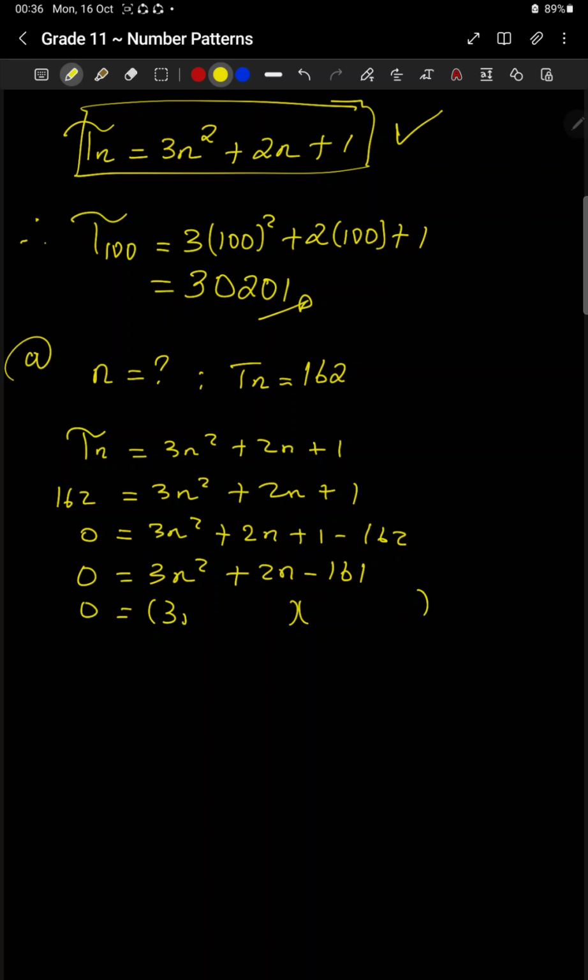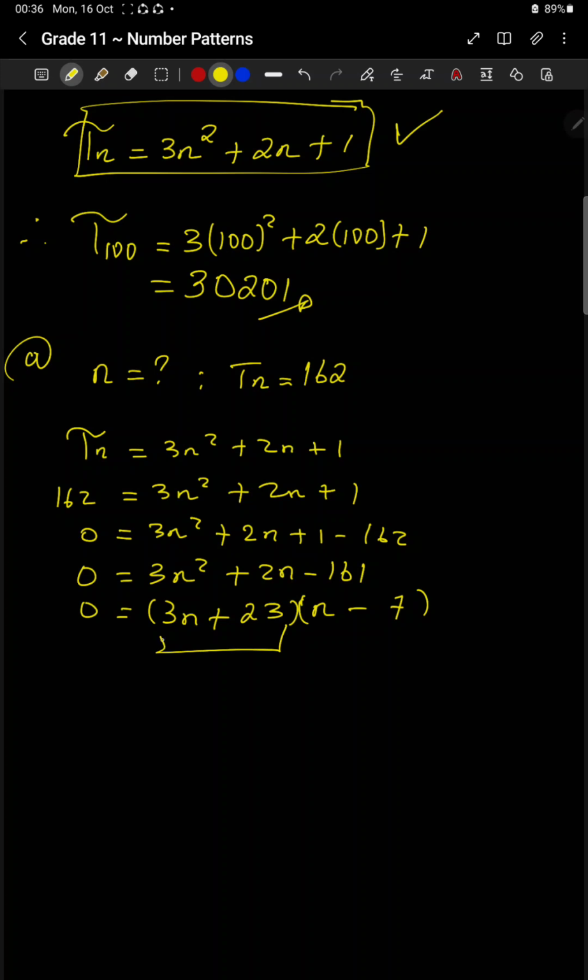So the factors of 3n must be 3n and n. So for 161, it must be 23 times 7. 23 times 7 is going to give us 161. And of course 23 is the bigger number, so it must be 23, not 27, 23, and then must be plus, and this one must be negative. And then we just work it out.